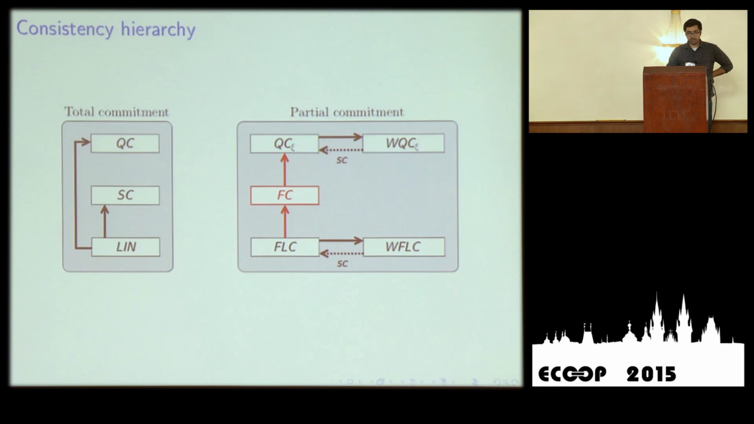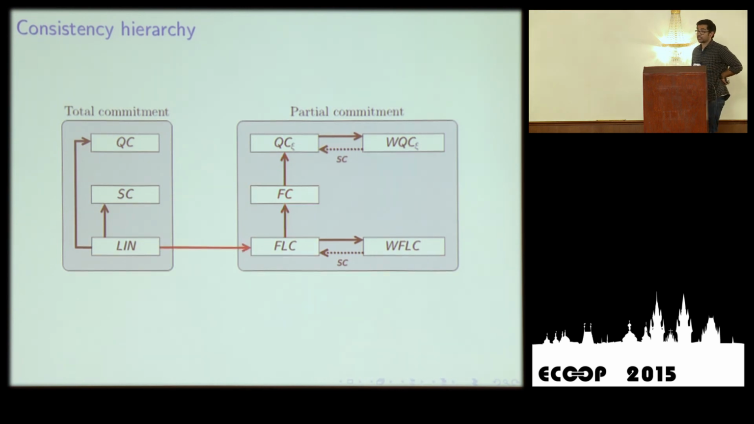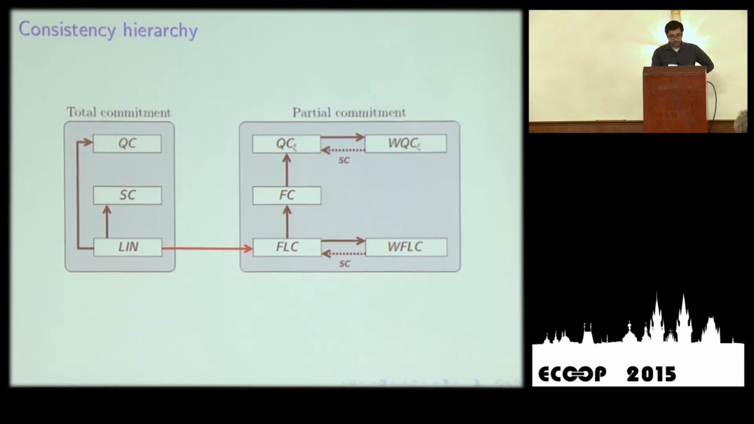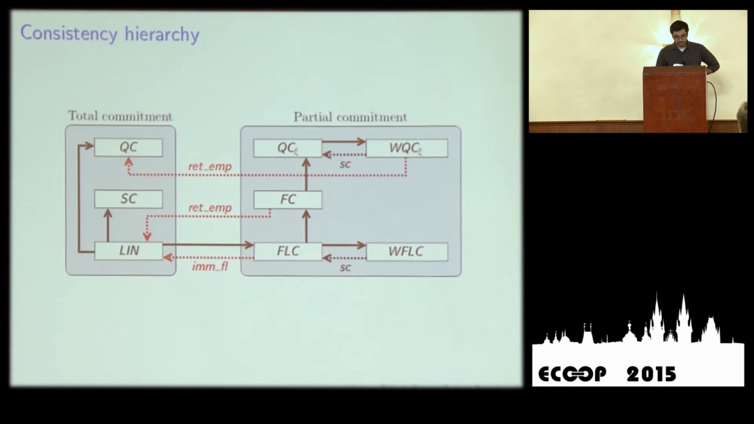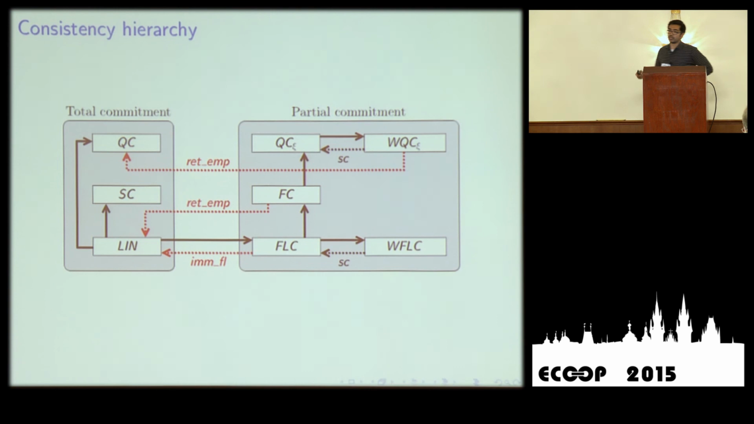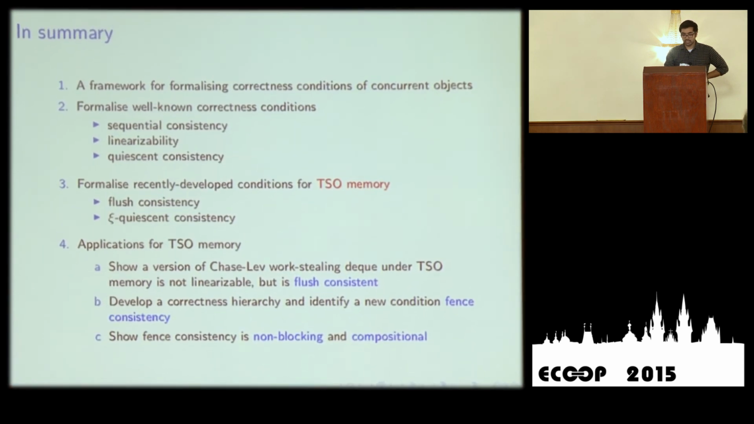Then there's the question about how total commitment relates to partial commitment. And, well, you can actually draw an arrow from linearizability to this condition called flush consistency. But that's not all. We can also go back and bring in some additional constraints on the histories to go from the partial commitment ones over to the total commitment conditions. Okay, so that's basically it.